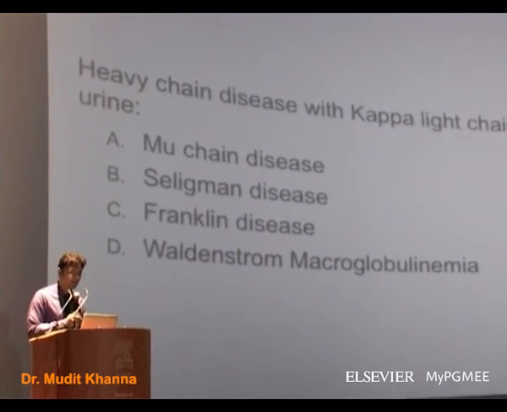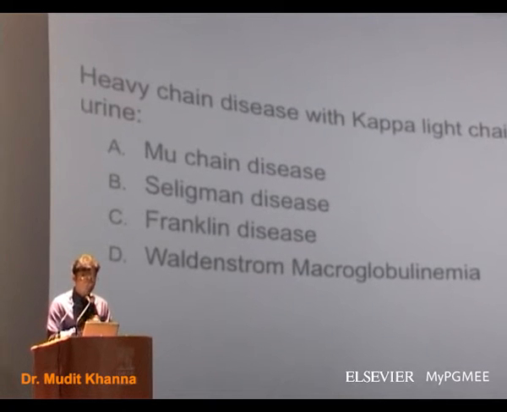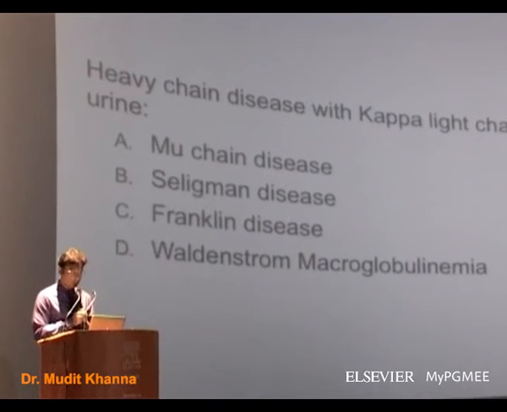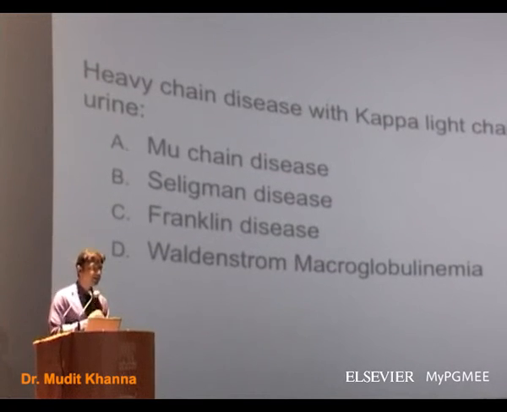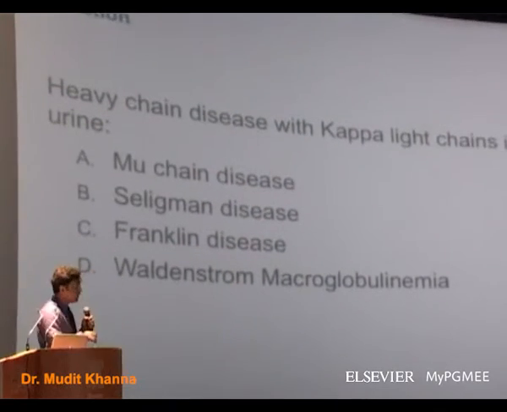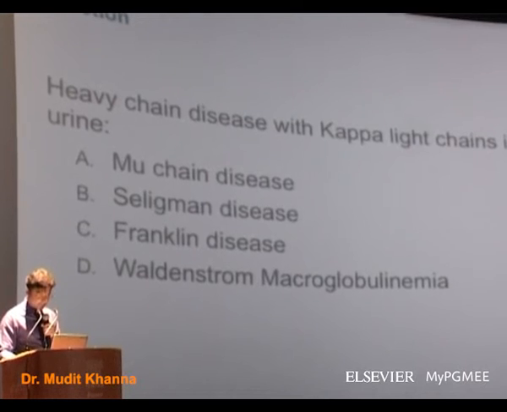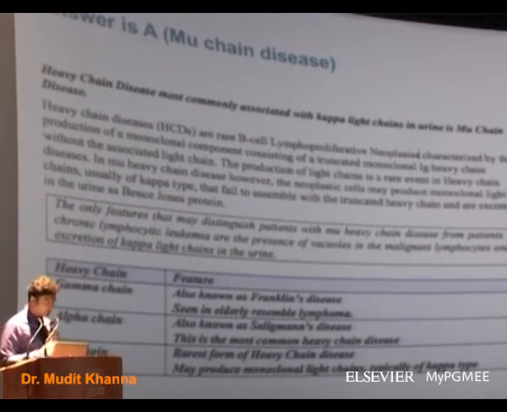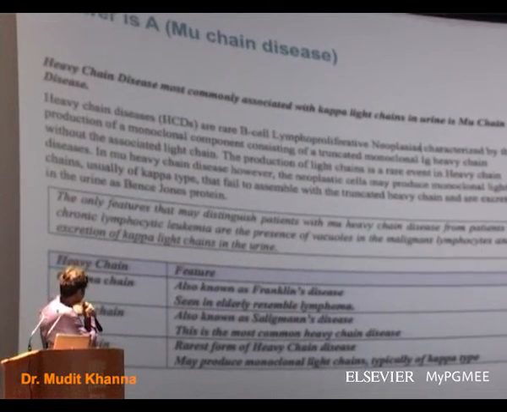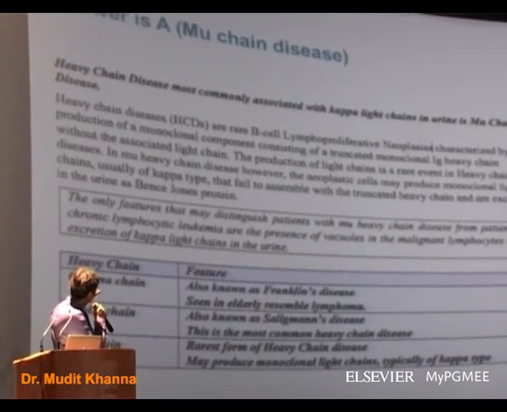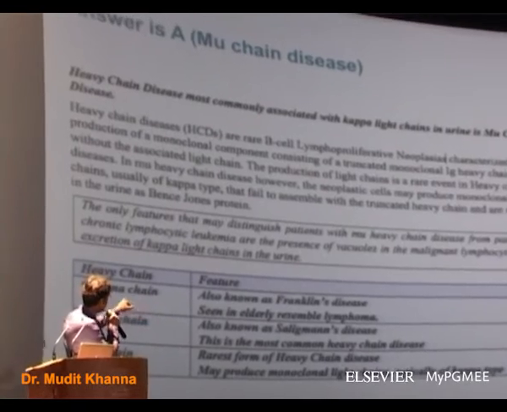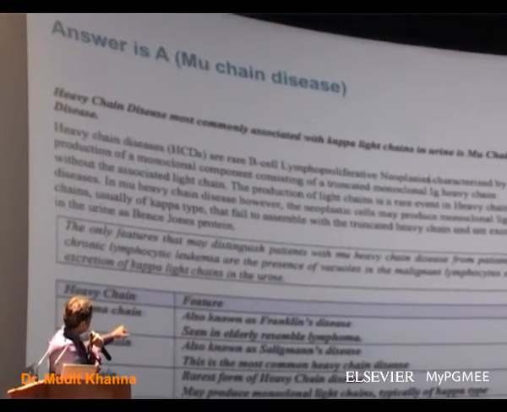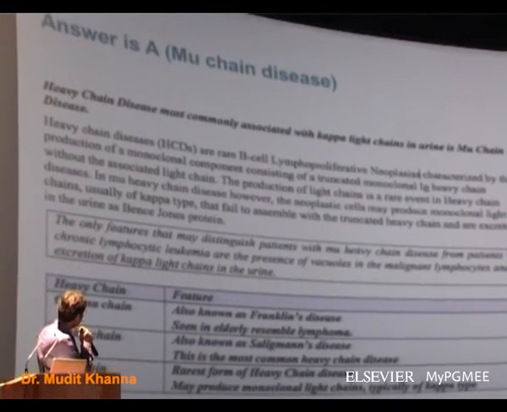Heavy chain disease with kappa light chains in urine. So what is a heavy chain disease? The answer is A. And the questions that have been asked are essentially the same. So out of heavy chains, what is asked is what is Franklin's disease? The answer is gamma chain. Which is the most common heavy chain disease?